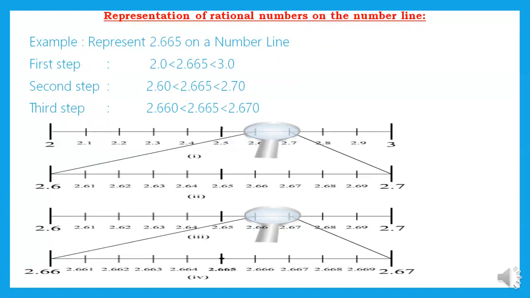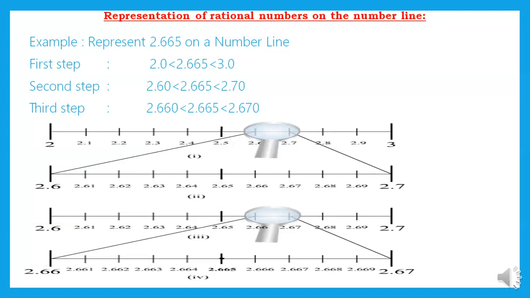This is the representation of rational numbers on the number line. Already you are well familiar with how to represent natural numbers, whole numbers, and integers, and also you practiced in the 8th standard about the graph. There also we represent numbers on a number line. Likewise, here also we can represent rational numbers on the number line. For example, 2.665 can be represented on a number line. For this, we are going to do it stepwise.